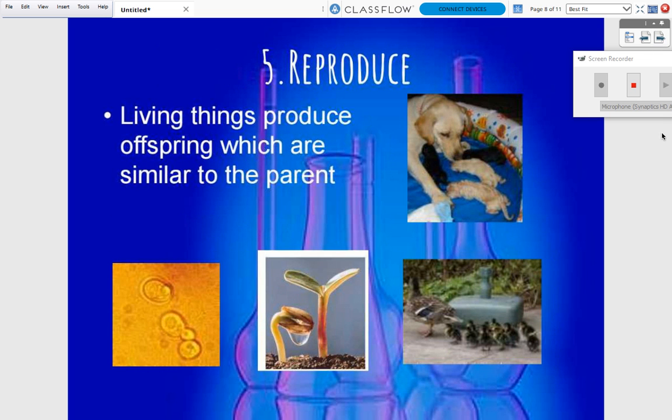Number 5. All living things have to be able to reproduce. Living things produce offspring, which are similar to the parent. Now, all living things reproduce either sexually or asexually. Asexual reproduction means there is a single parent involved and cells divide to create more copies of themselves. In sexual reproduction, there are two parents, and their offspring are similar to both parents that are involved. So reproduction is a requirement for living things.